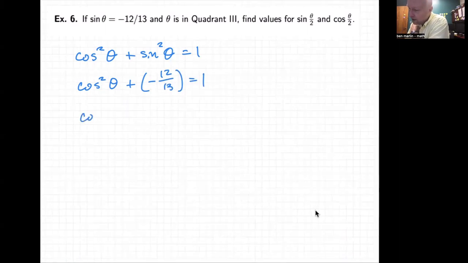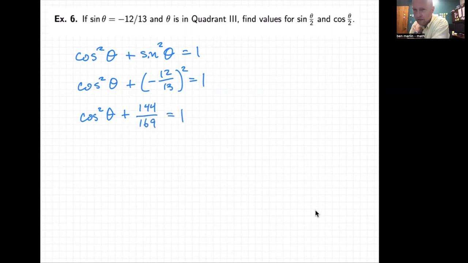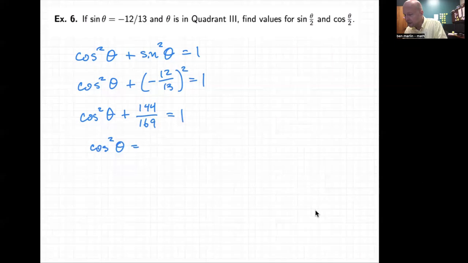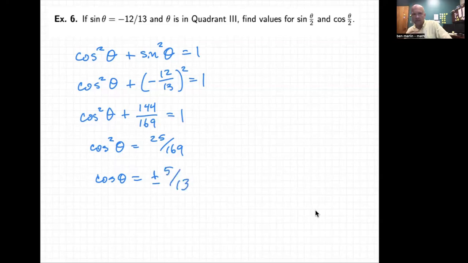So that means I've got cosine squared theta plus, because when you square a negative, it becomes positive, 144 over 169. Okay. So if you use your calculator to do the subtraction there, you'll find out that cosine squared theta is going to turn out to be 25 over 169. And then that means that the cosine of theta is plus or minus the square root, which is plus or minus 5/13. Okay.